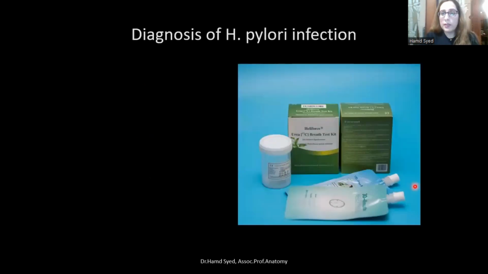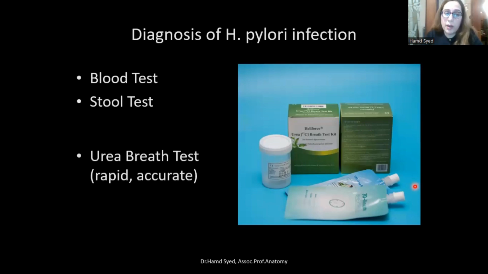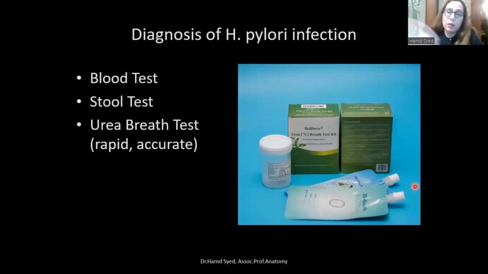Nowadays, it is quite easy to diagnose the H. pylori infection. There are different methods, there are different tests that can be used. The blood test can be used, the stool test can also be done, but here is the very simple, painless, non-invasive procedure, which I've shown over here, the urea breath test. This is a rapid and accurate method which takes just about 20 minutes, in which the patient is required to swallow a capsule which is containing urea with the radioactively labeled carbon.